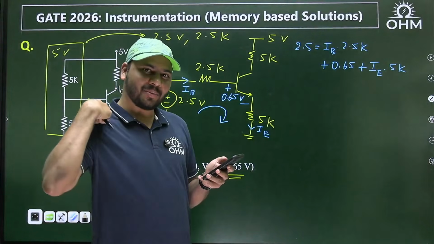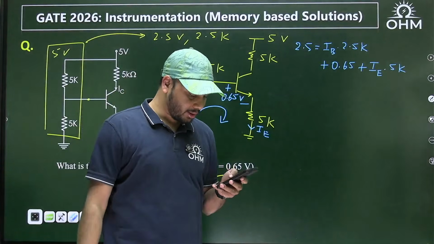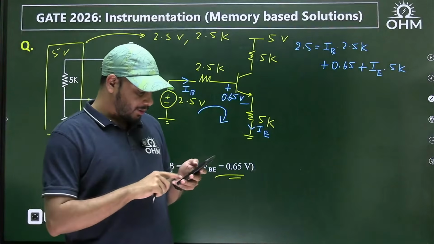Was it an easy paper, Chandu? GATE instrumentation, was it an easy paper?